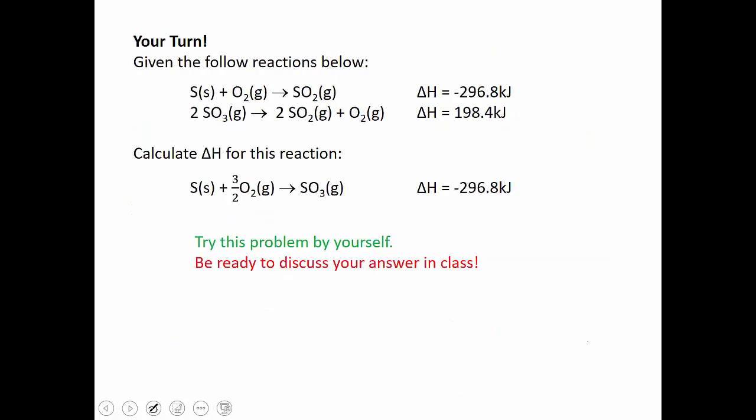So now I would like you to give a shot for the your turn problem. You're given 2 reactions, and you're asked to calculate the delta H for the final reaction, which is right here. So this is your goal. You want to manipulate these 2 so that they can add up to give you this last equation. I want you to follow the steps of Hess's Law and see if you can get a final delta H. We'll go over this question in class, and I can take any of your questions at that time. And I'll see you there.